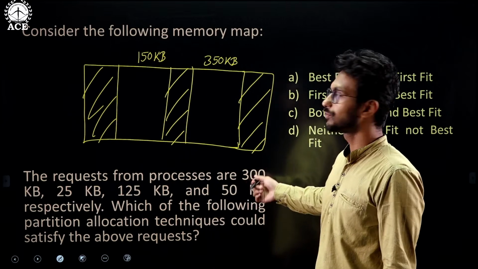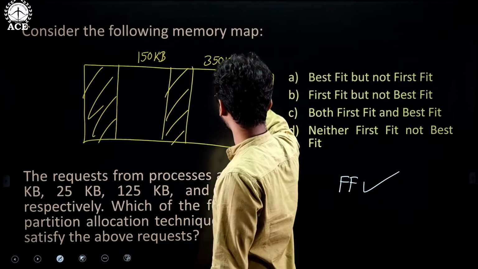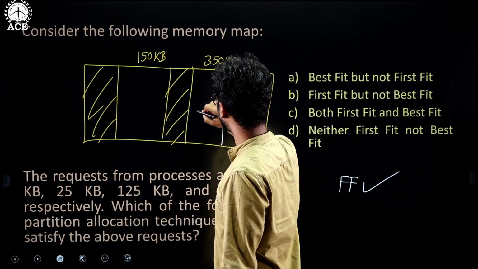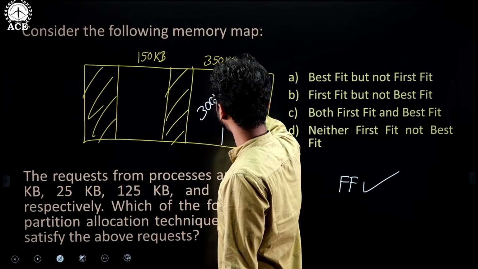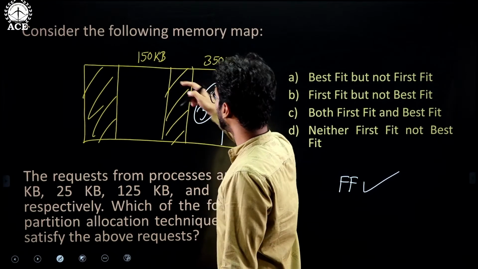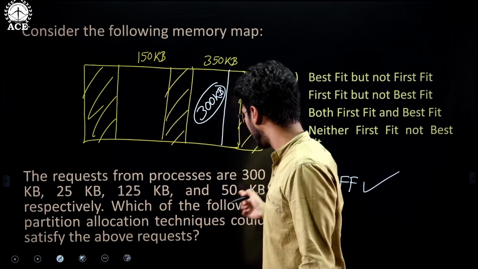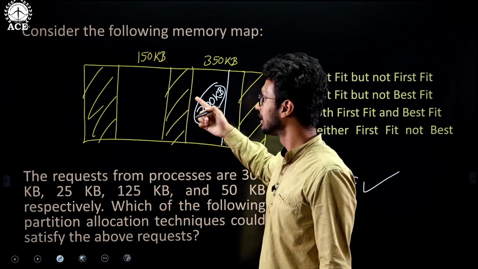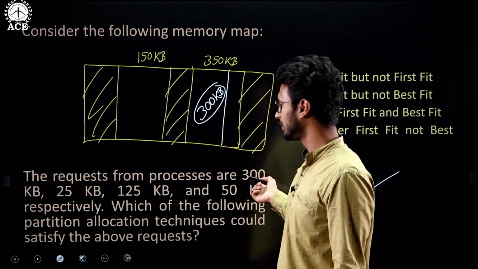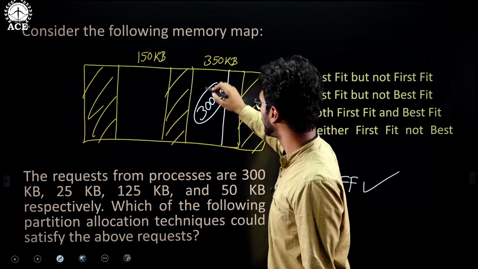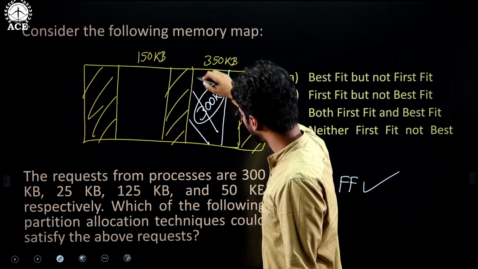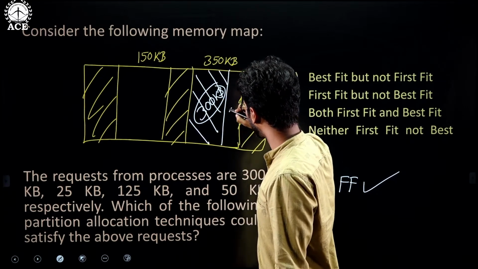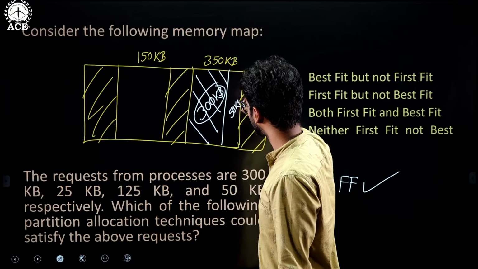300 KB, the best one will be to keep it here. Obviously 300. Because anyway, in a 150 KB slot, how can a 300 KB process be placed? Obviously not, because 150 is less than 300. We need a slot greater than or equal to 300 KB. So the 350 KB slot, we'll place it there. Done with this one. This slot is completed. How much is remaining? 50 KB is pending.